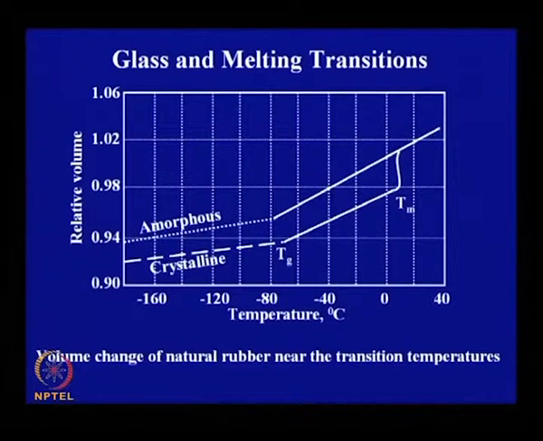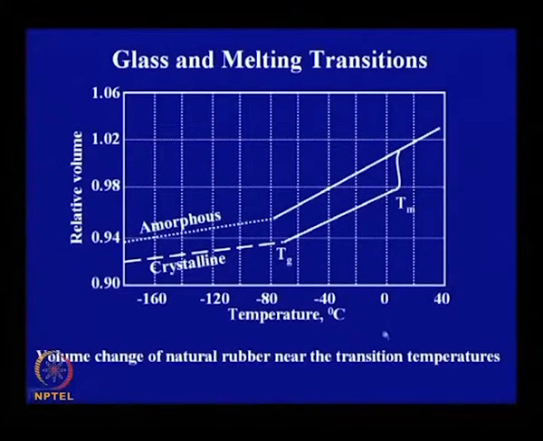And this diagram shows the change in properties, say volume, say specific volume or relative volume with temperature. And if there is a discontinuity, from the point of discontinuity we can assess a transition temperature, which is known as glass transition, which makes a transition from solid, brittle, glassy state to amorphous, flexible, rubbery state.